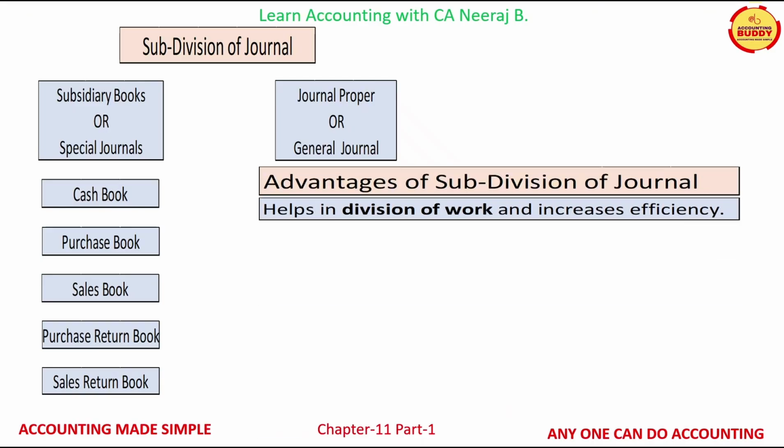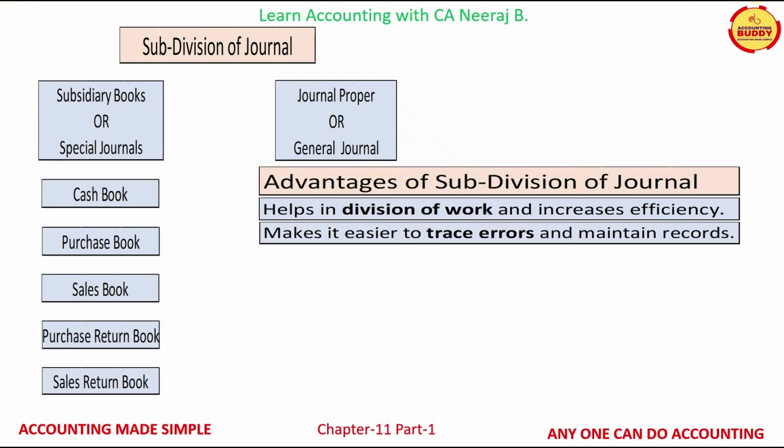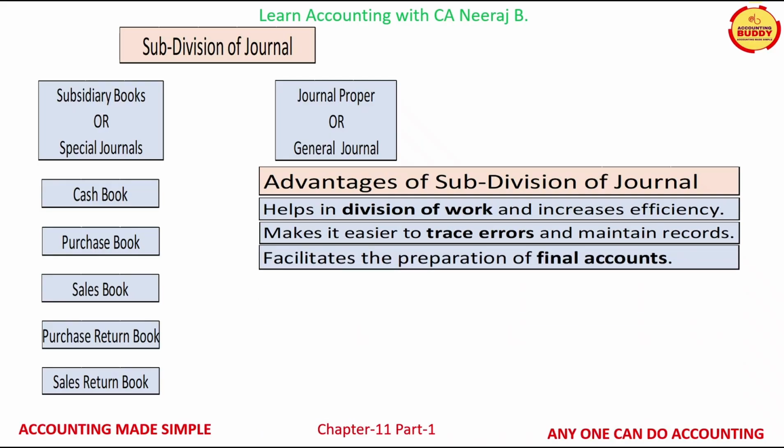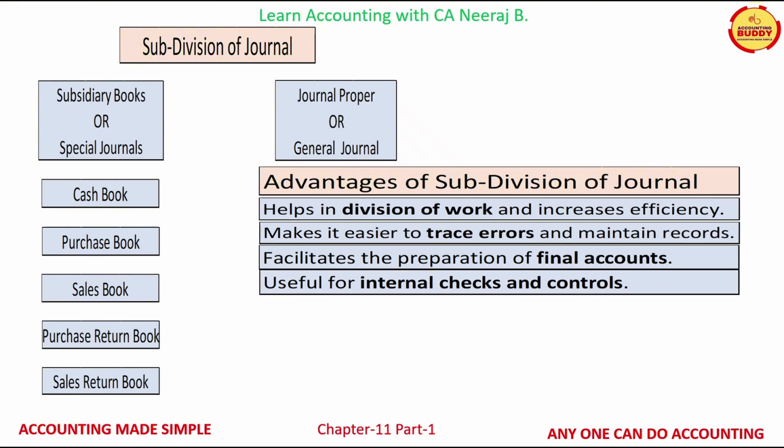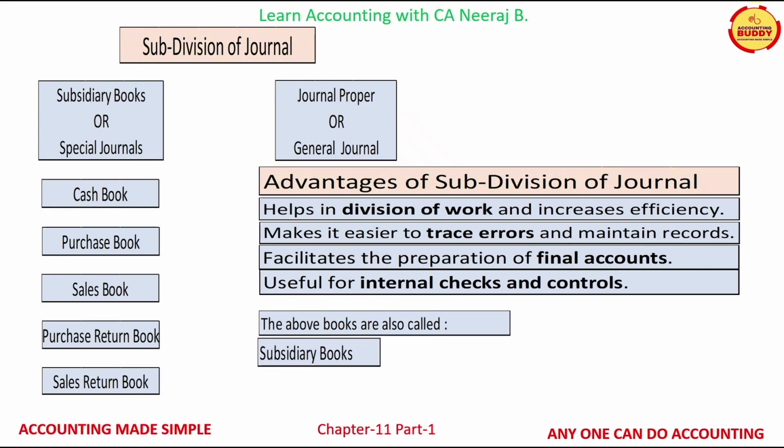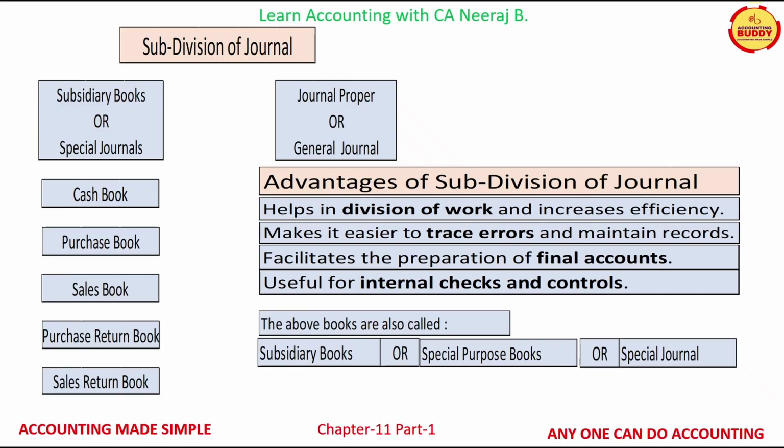It helps in division of work and increases efficiency. It makes it easier to trace errors and maintain records. It facilitates the preparation of final accounts. It is useful for internal checks and controls. The above books are also called subsidiary books or special purpose books or special journals or books of original entry.